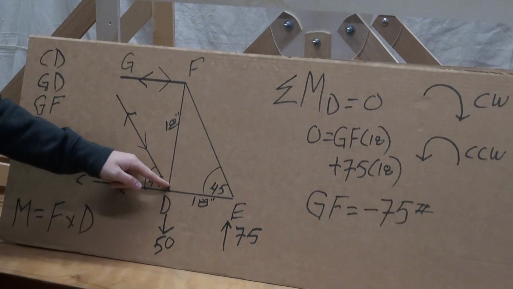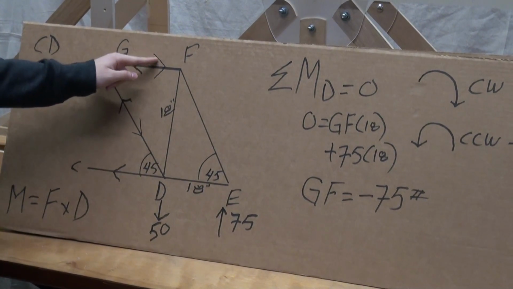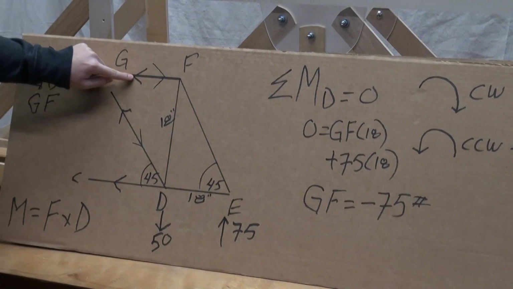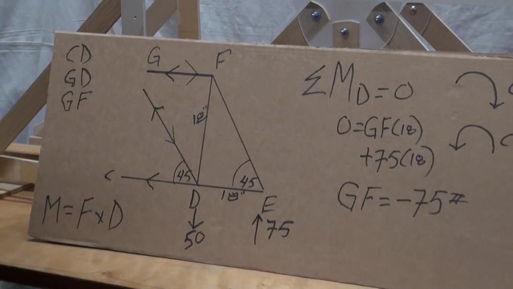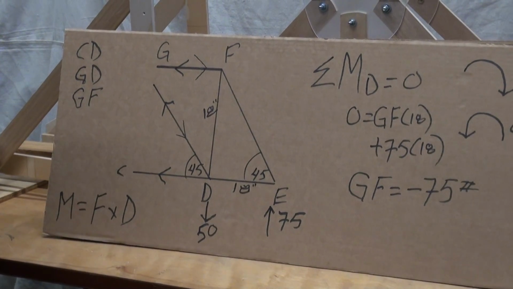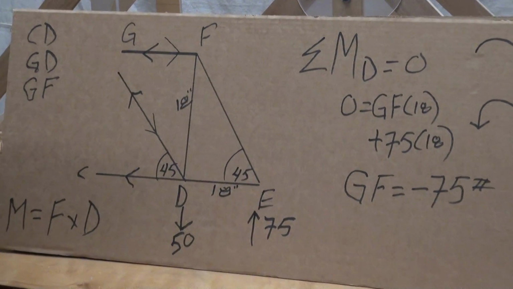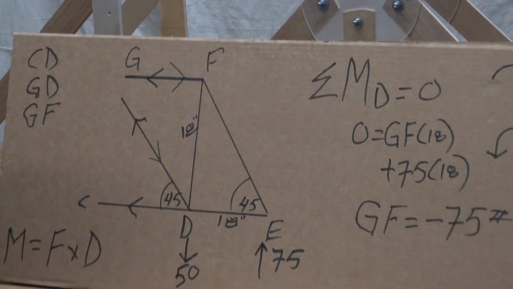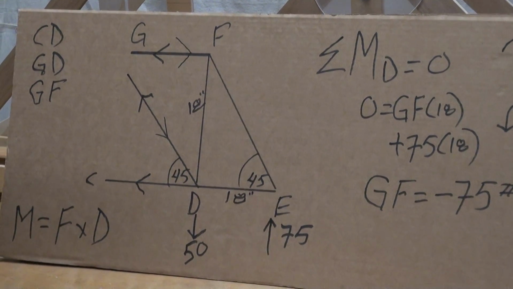Okay, now we have 2 arrows along GF. The first arrow is the one we want to use because by convention, all the forces are in tension, which means they pull away from the joint. Yep. So the arrow on the left is pulling away from joint F. The other arrow we'll explain in a minute.